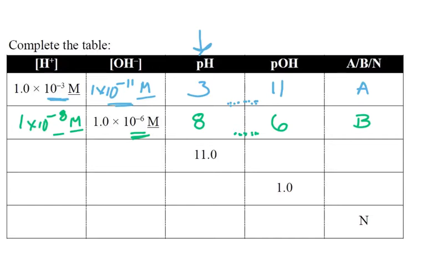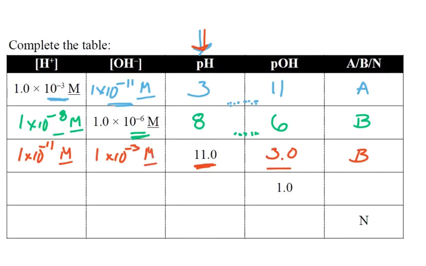Okay, next one here, this is the pH of 11. Okay, well, if that's 11, then we know that the pOH must be 3 because these always add up to 14. Okay, and we can say 3.0. And if this is 11, then we know that this must be a base, anything greater than 7. So again, we only look at the pH to figure out acid, base, or neutral. If this is 11, then this is 1 times 10 to the negative 11. And since this is 3, this is 1 times 10 to the minus 3 molar. Okay, so that's that row.